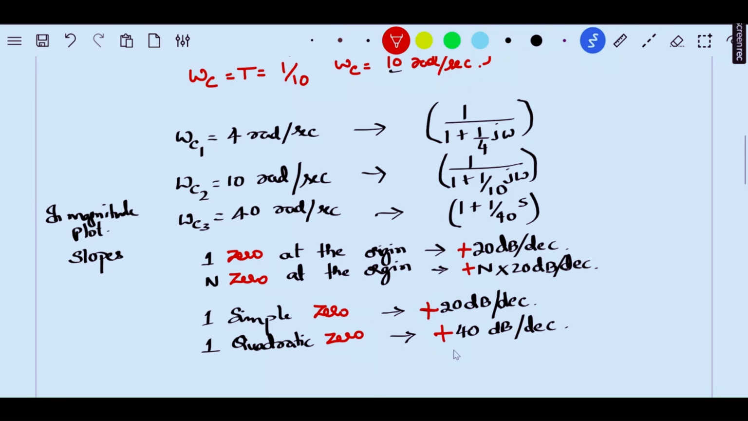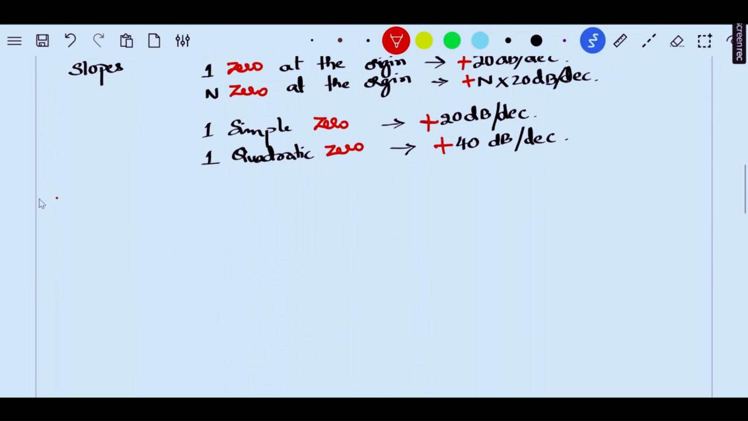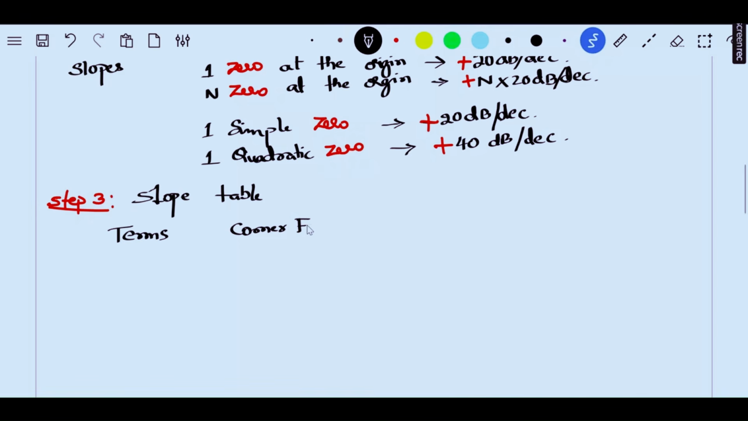Now we'll go back to the question and construct the slope table. This is step 3 which we are going to do. So we'll construct the slope table. In the table, the first thing is terms. The second thing is corner frequencies. The third part of the table is initial slope. The last part of the table is final slope.